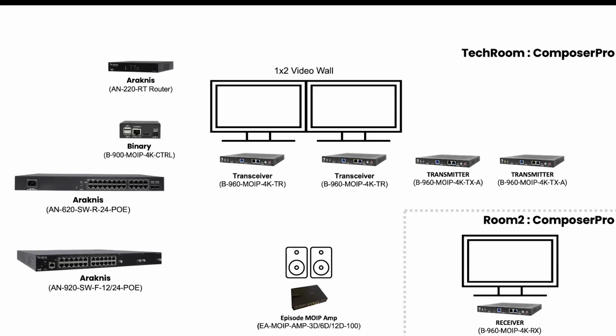At the bottom in the center, I want to point out the audio for this tech room comes from an Episode MoIP amp. So we've got a pair of speakers connected directly to it. And that's the overview for the tech room. The smaller room, room number 2, in the lower right corner, is a single display and a 960 series receiver, and we will use that to demonstrate PIP.